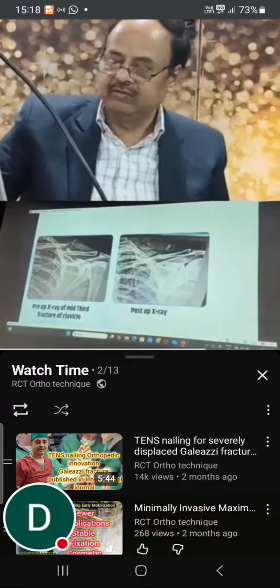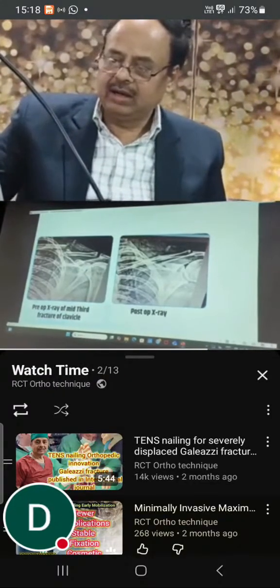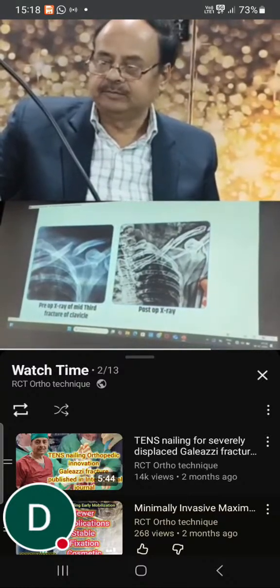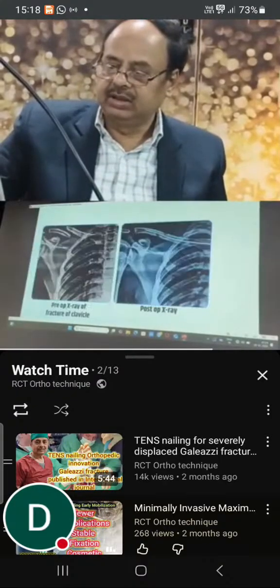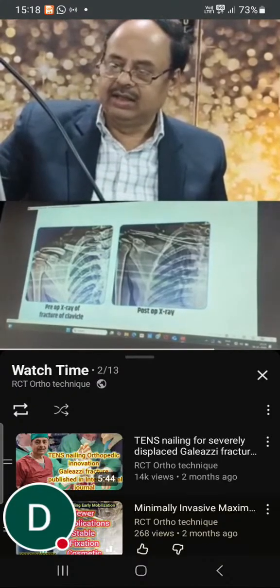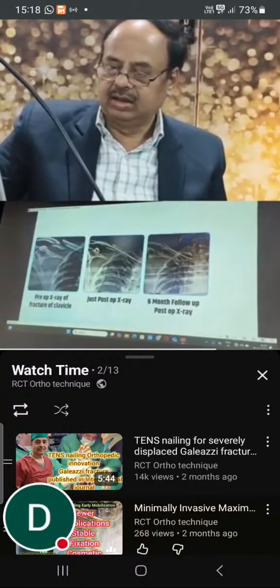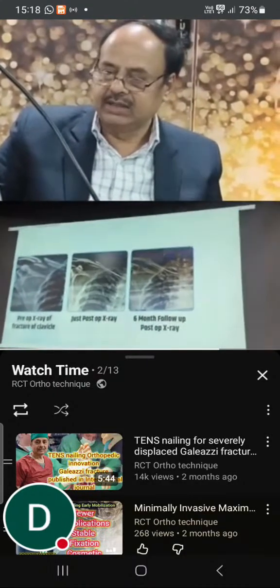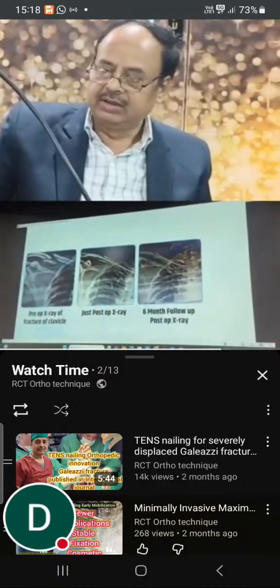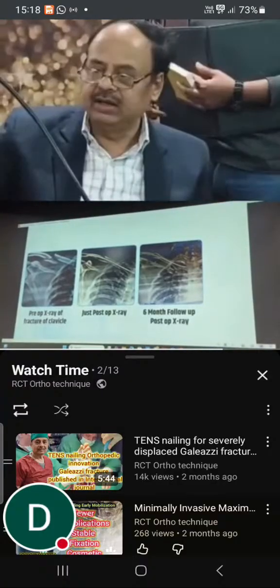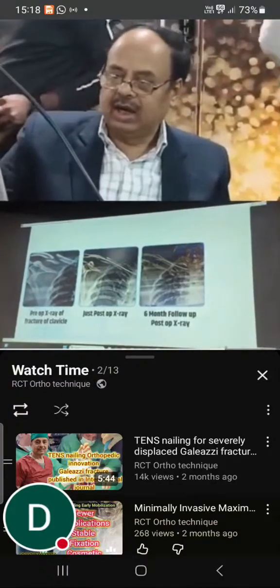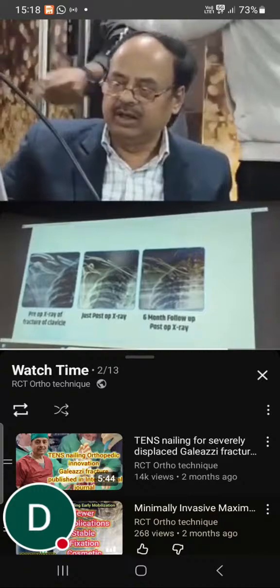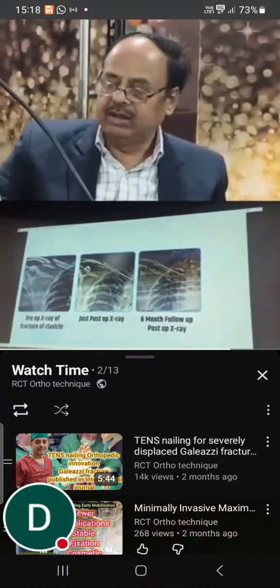So this is another case of a mid-third fracture treated by titanium elastic nailing. Another case of a 15B2 fracture treated by titanium elastic nailing. This is another 15B2 fracture treated by titanium elastic nailing. And this is a 15B3 fracture. Ideally it should be treated with open reduction and internal fixation with plate and screw. But we did titanium elastic nailing in this case also, and you can see the beautiful union of the fracture at the 6-month follow-up period.